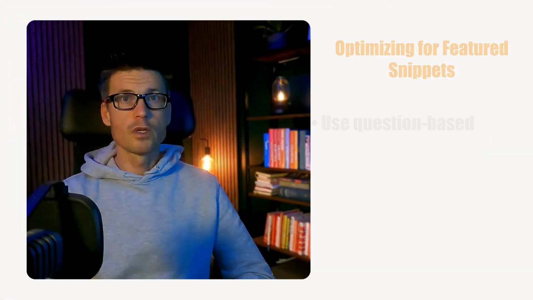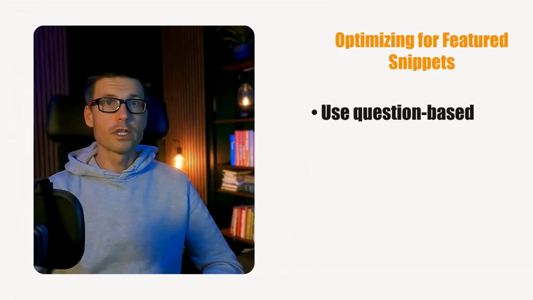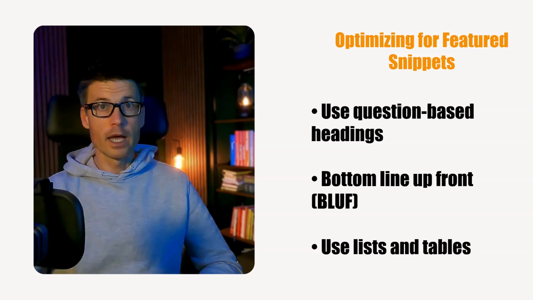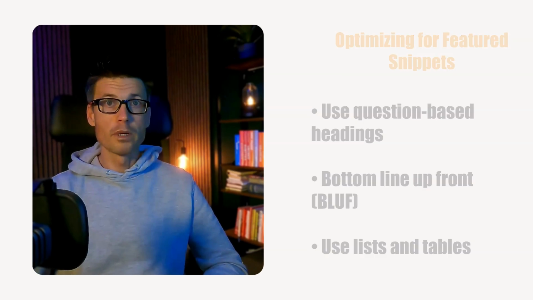So, how do you optimize your articles for featured snippets? Use question-based headings. For example, what are the best SEO tools for content writers instead of best SEO tools for content writers? Use BLUF or bottom line upfront. That's concisely answer the question, define the term, or provide the key takeaway immediately after the heading in the first 40-50 words and expand later. And use lists and tables in your copy. And the best thing about all these practices is that they can also increase your visibility in AI search results, including AI overviews, which increasingly replace featured snippets.